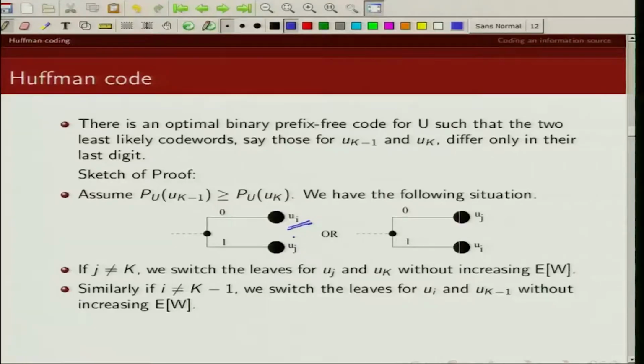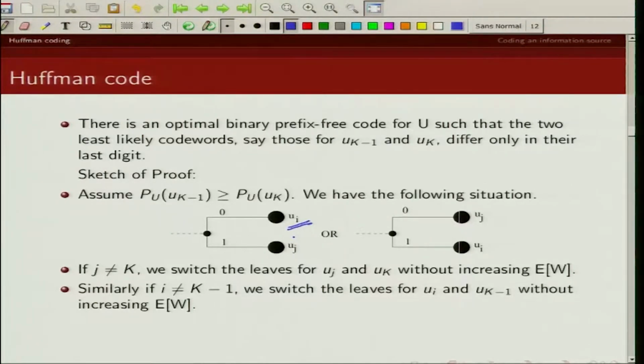And what is my optimal code? The one which will minimize my expected code word length, expected value of W. So what I have shown you is, I can have a situation where these two least likely code words are part of the leaves at the highest depth, and this will result in average code word length which is minimum.